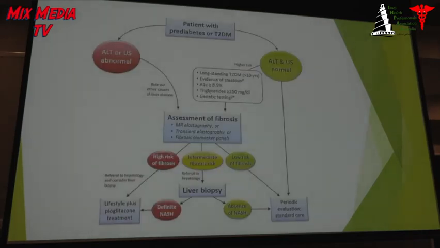So I don't necessarily agree with all what's on the slides. That's from actually an endocrine journal talking about patients with pre-diabetes or diabetes. If ALT and ultrasound are normal, I think that's fine. You can just periodically reassess. If they are abnormal, then you need to assess for the presence of fibrosis. But also in people who have long-standing diabetes, high BMI or morbid obesity, and patients who always have high HbA1c, even with a normal ultrasound and ALT, beware of the presence of fibrosis.